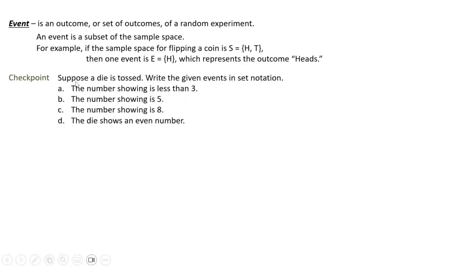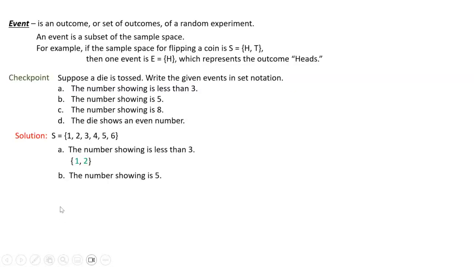Checkpoint. Suppose a die is tossed. Write the given events in set notation. The number showing is less than 3. Remember, my sample space is the set of 1, 2, 3, 4, 5, 6. So the number showing is less than 3 is going to be the set of 1 and 2. Okay, now for B part, the number showing is a 5. Well, it'll be the set with just a 5 in there, and that's it.